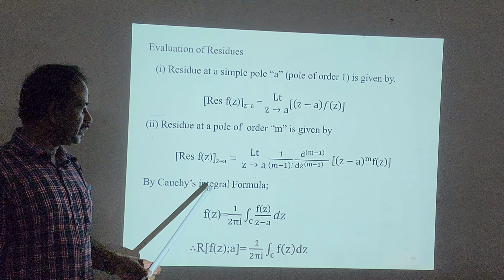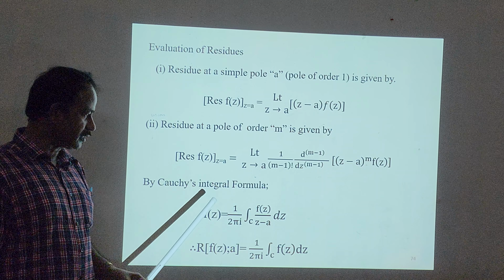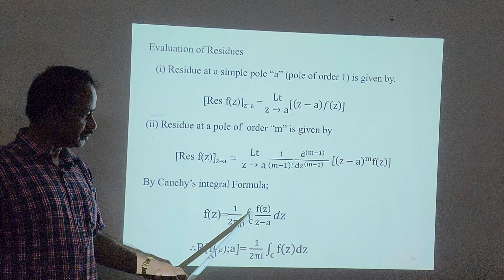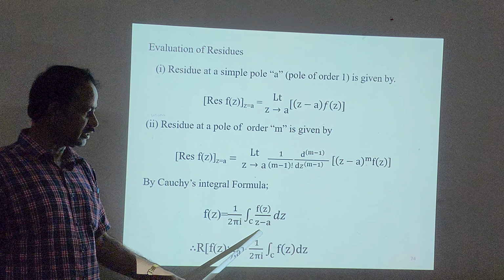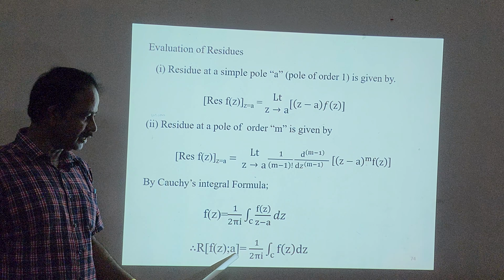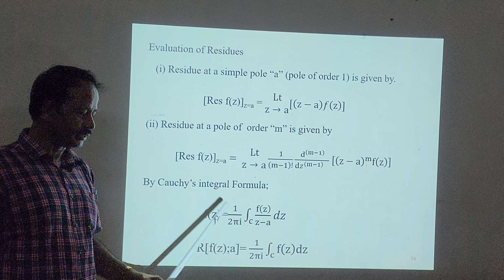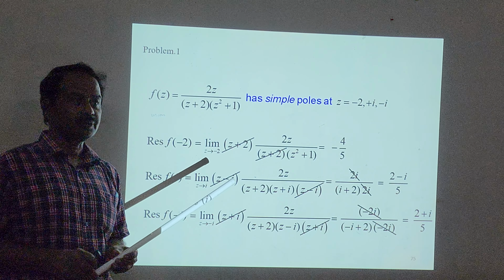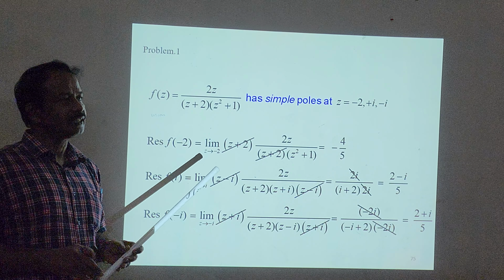So f of z, by Cauchy integral formula, which we learnt in the last video lecture, is given as 1 divided by 2 pi i times the integration of f of z divided by z minus a dz. So using residue, we will get this. Now let us solve some problems. It's a very simple problem, and we are going to use Cauchy residue theorem to get the answer.